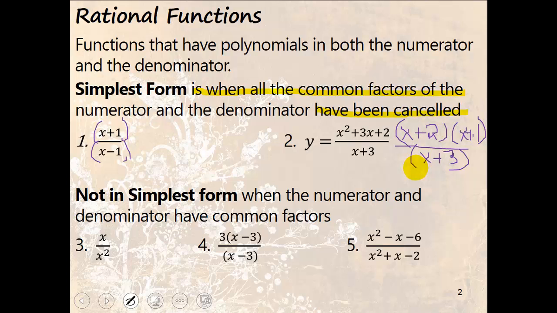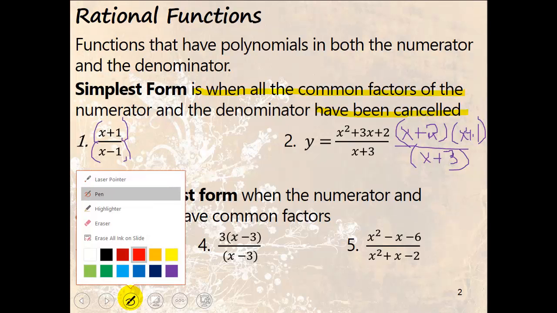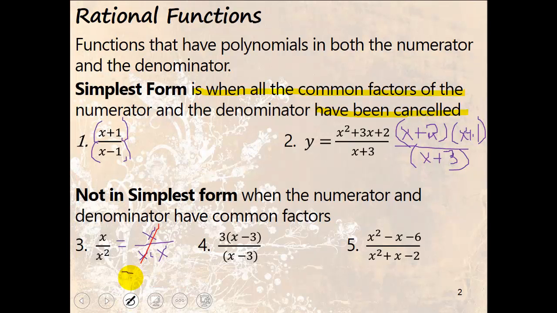Let's look at some that are not in simplest form. These three illustrations are going to have factors in common. I have an x in the numerator and then an x times x in the denominator. Notice that I could cancel one of the x's in the numerator with one of the x's in the denominator. And when I did that, then I could say 1 over x is in simplest form. There's our reciprocal function, by the way.